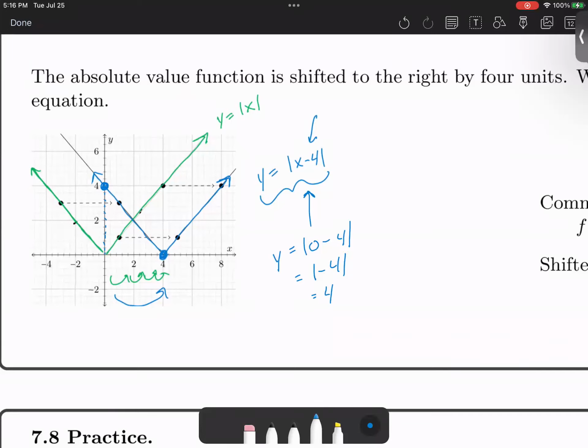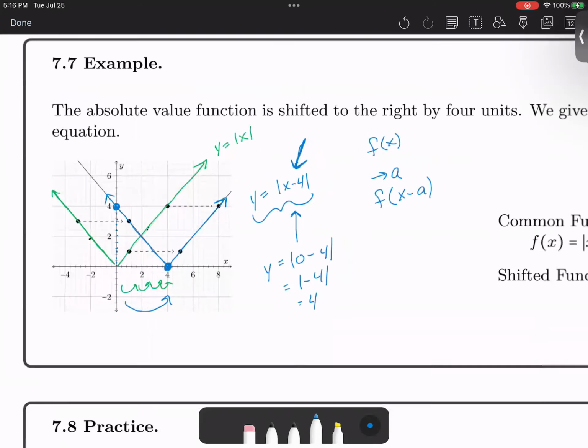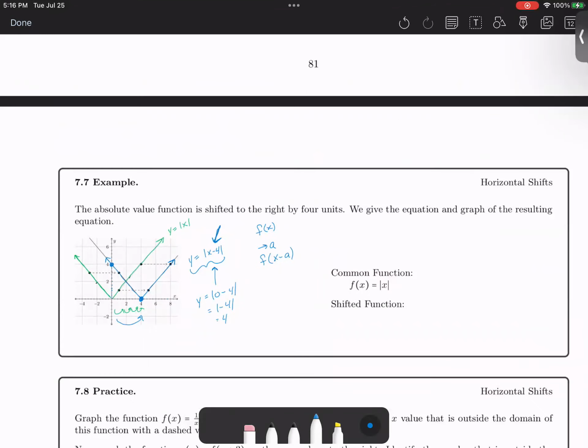So if you have a function f of x, then you can shift that function to the right by a units by replacing the inside of the function, just like we did here. The inside of the absolute value function became x minus a. So the shifted function, our y values on that blue function, are given to us by the absolute value of x minus 4 for a shift to the right by 4 units.